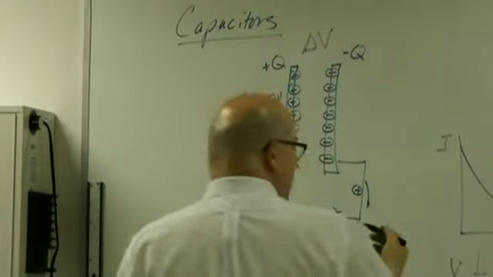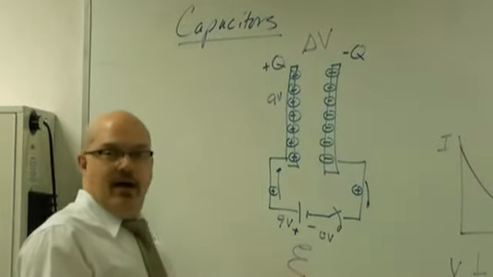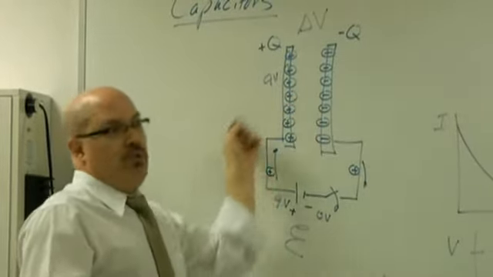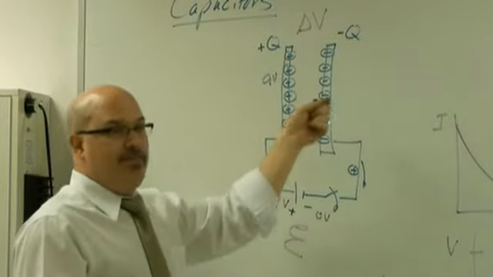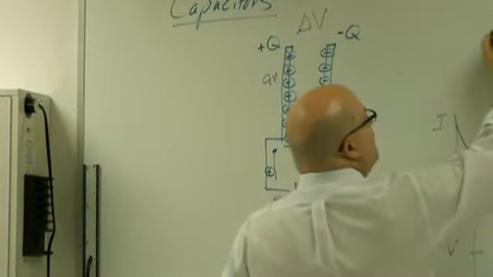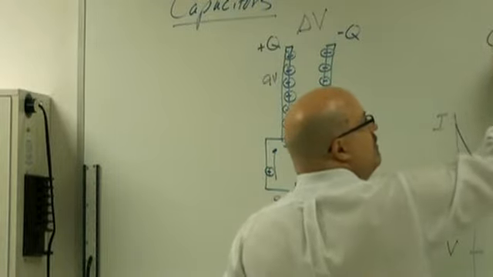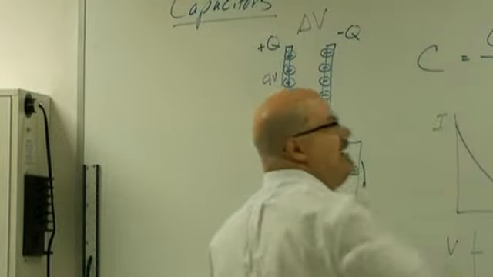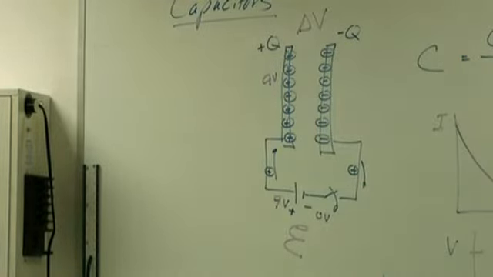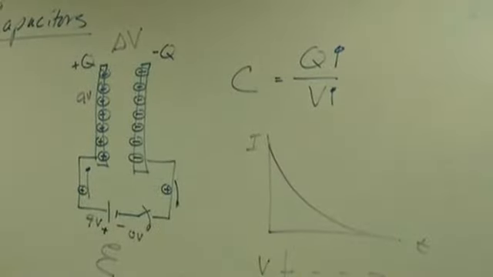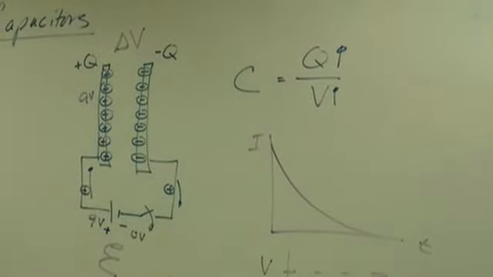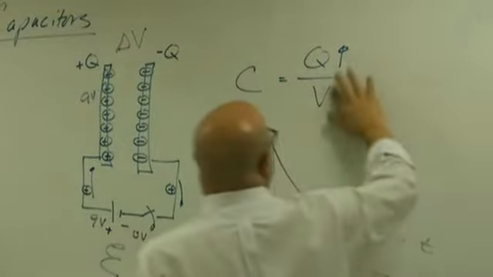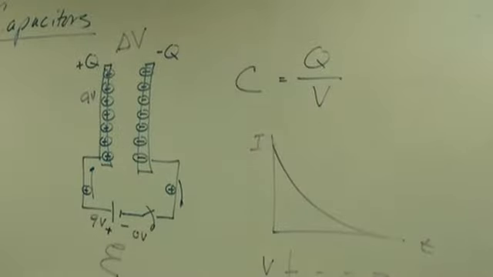Now, what if I increase the EMF here? What will that do? It'll shove more charge on, right? And it turns out that if you put more volts on, you get more charge on, and that always comes out to be a constant for a given capacitor. They increase the same way. And that's our capacitance, which we already talked about, right? Q over V. We talked about static electricity already.